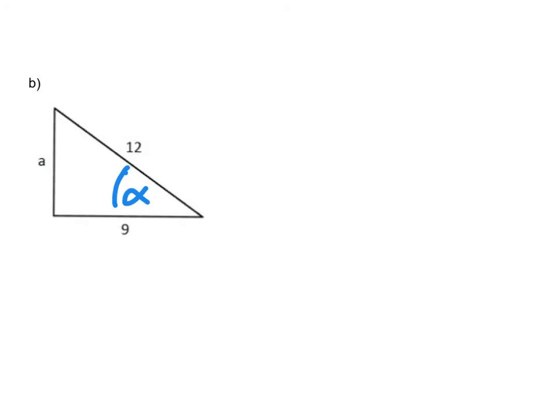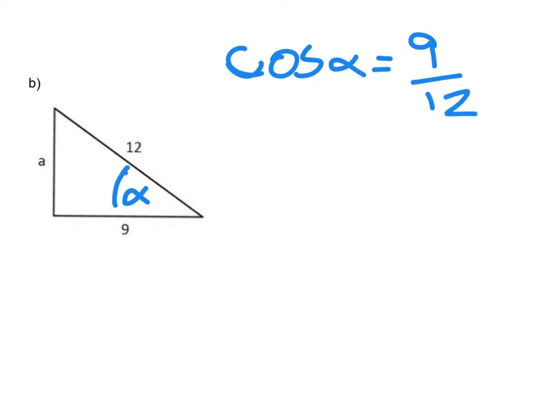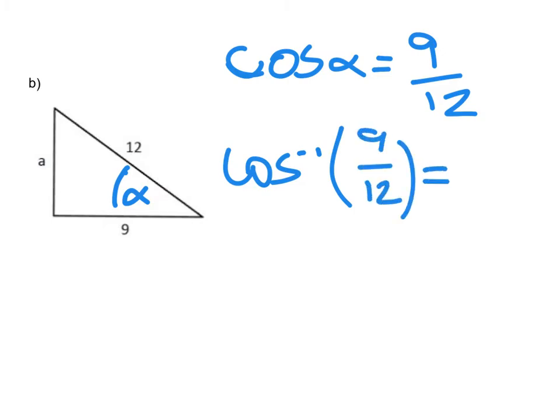So because I know the hypotenuse and I know the adjacent, it's the cosine ratio that I'm going to use. So I know that cosine of alpha is equal to 9 over 12. All right, so now, because I know the cosine of the angle, I have to ask the calculator what's the actual angle. So I do cosine inverse of 9 over 12, which is 3 over 4. Put that in. Shift cosine 9 divided by 12, and it tells me that it's 41.4 degrees.